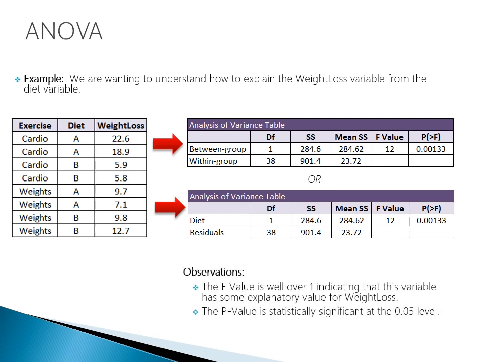Now, some observations that I have is that the F value, or F ratio, is well over 1, which indicates that this variable has some explanatory value for weight loss. And the p-value is statistically significant at the 0.05 level.